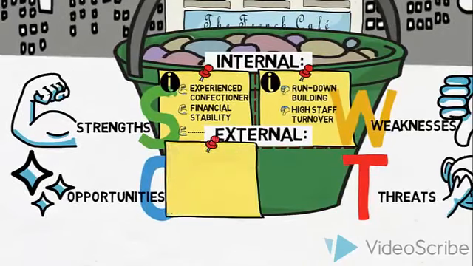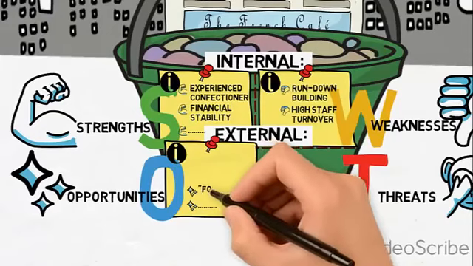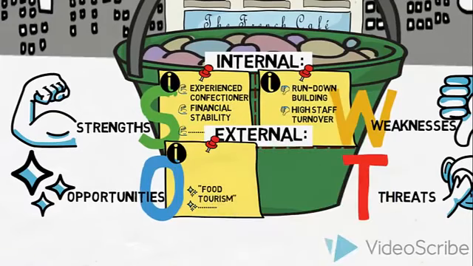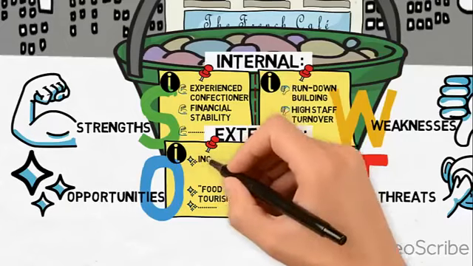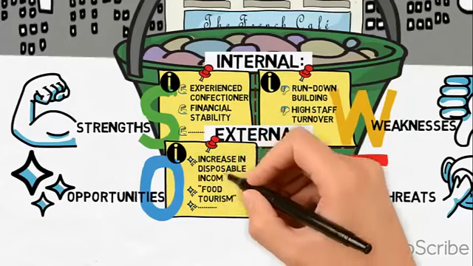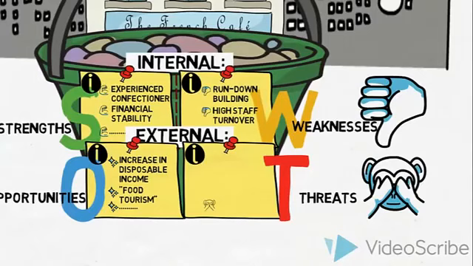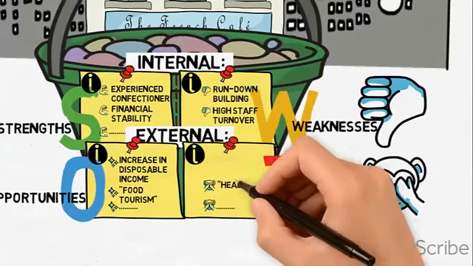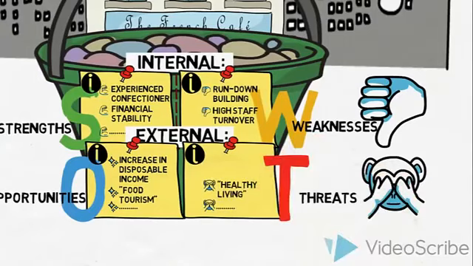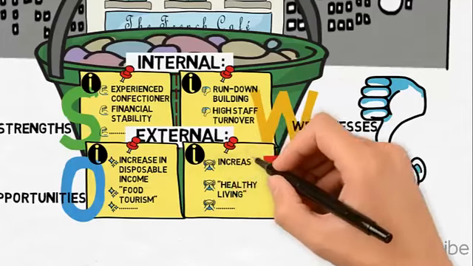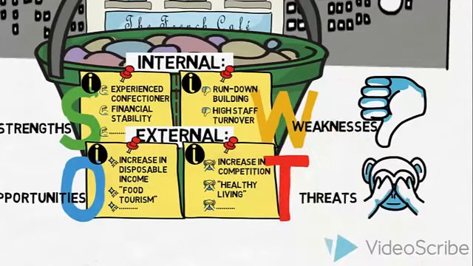Some of the opportunities discovered are food tourism. An increased number of tourists actively seek out high-quality food experiences, and a general increase in disposable income. Some of the threats revealed are an increased focus on healthy living. This could be a threat considering the high fat and sugar content in the French cafe's products. And locally, competition has increased considerably, with many new restaurants and cafes opening up.